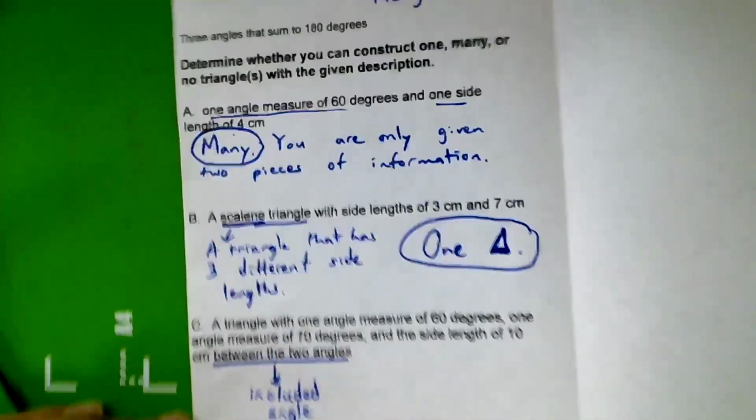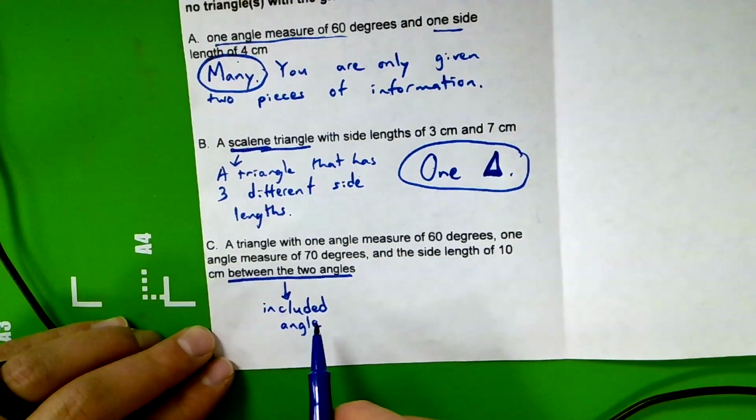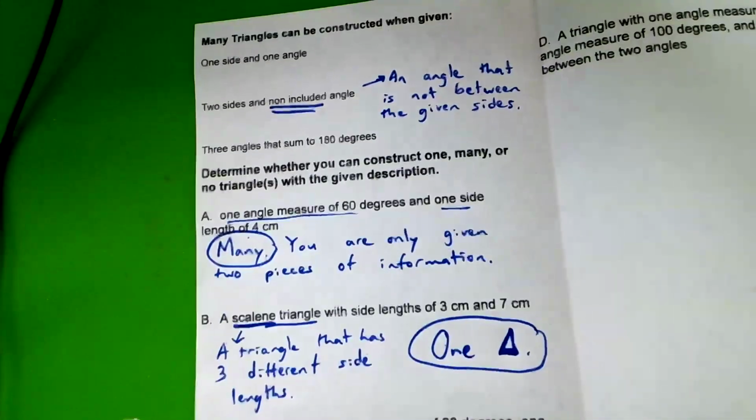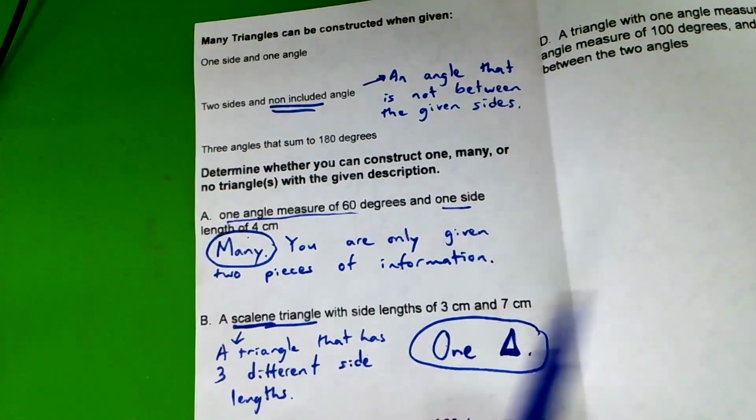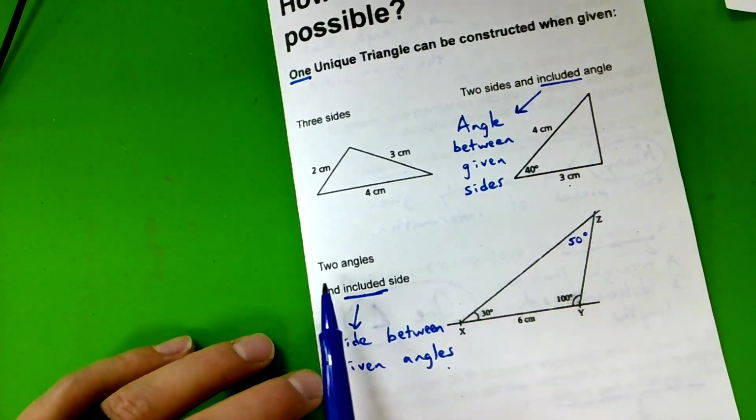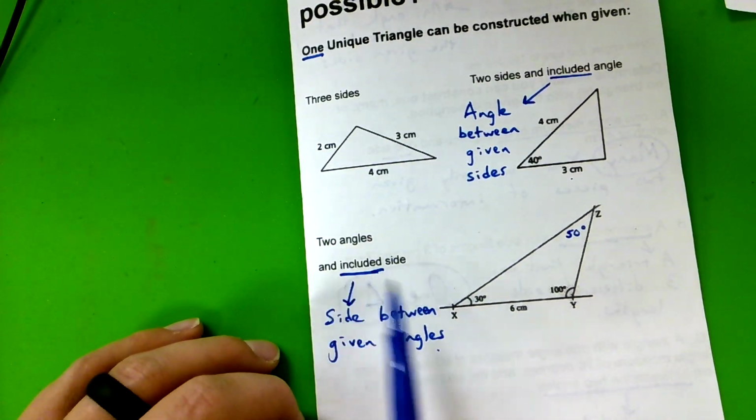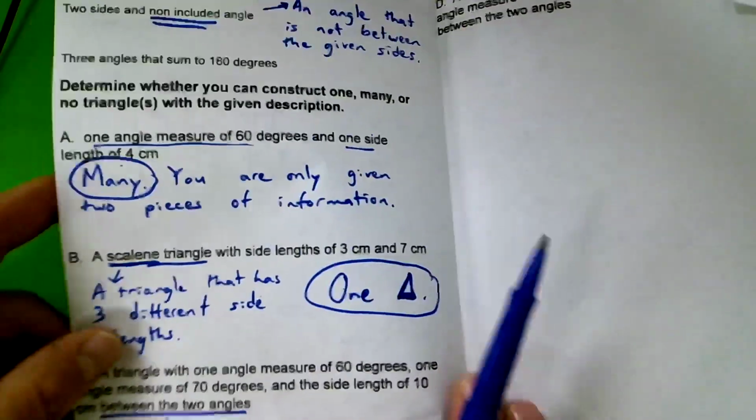It's an included angle. Sorry, I'll scroll up a little bit. So, I don't see that information up here for many triangles. Let's see if I can find it under 1. Oh yeah, look at, we have 2 angles given. I believe it was 60 degrees and 70 degrees, and we have the included side of 10 centimeters between them.